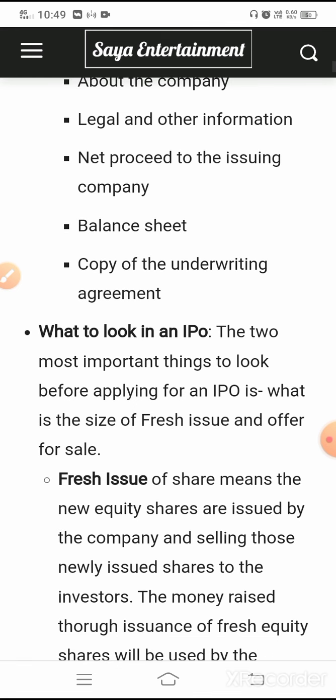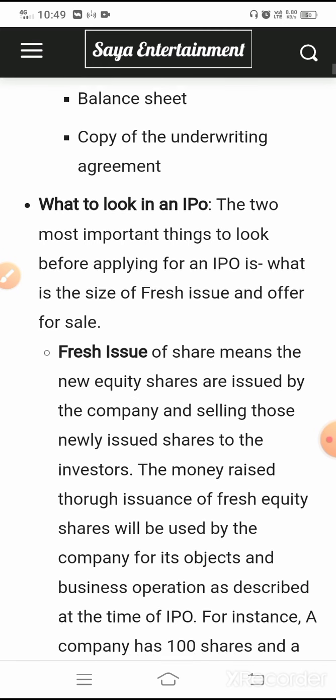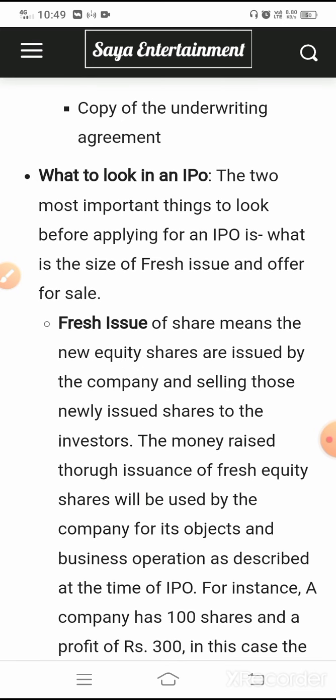So, what to look for in an IPO? The two most important things to look at before applying for an IPO are the size of the fresh issue and the offer for sale. Fresh issue of shares means new equity shares are issued by the company and those newly issued shares are sold to the investors. The money raised through issuance of fresh equity shares will be used by the company for its objects and business operations as described at the time of IPO.